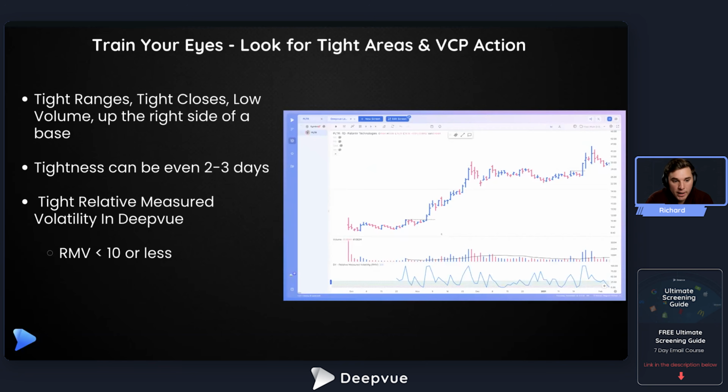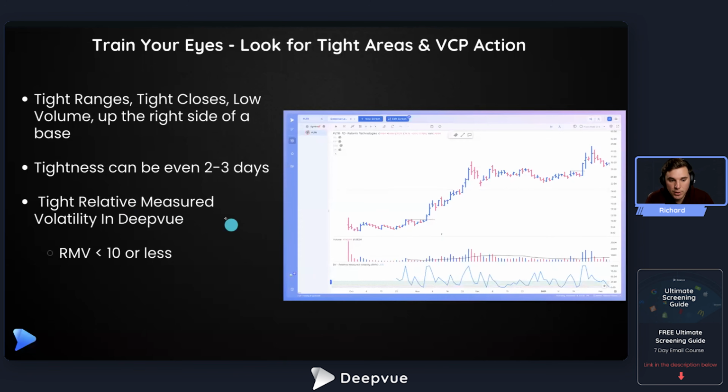Again, look for tight ranges, tight closes on a weekly basis, low volume accompanying these up the right-hand side of a base. And tightness can be even as little as 2 to 3 days, but often, as we've seen, it can be 5 days, 8 days. Maybe there's one day where we see some volatility, but then it tightens up again. That still kind of counts as a tight area.